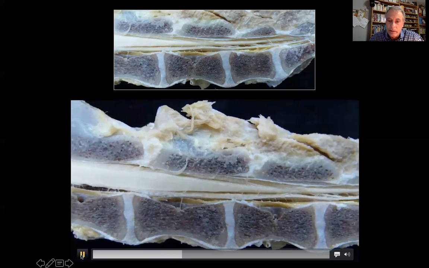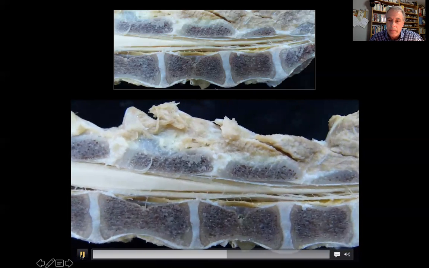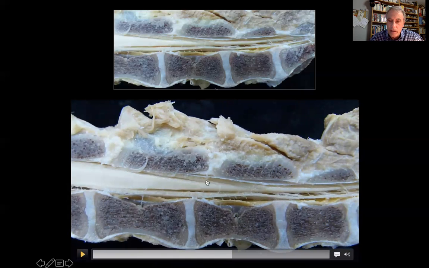This is a video to show the same structures. Okay, the conus medullaris. This is L7, this is L6. So the spinal cord gets up to L7, L6, and then all these structures belong to the proximal portions of the roots that form the cauda equina, surrounded by the subarachnoid cavity with CSF.